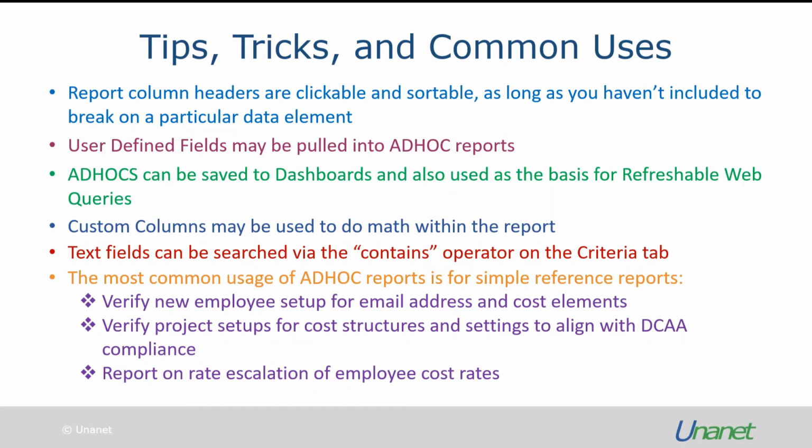You might want to verify your project setup, making sure you've got your cost structures, as well as those settings set correctly so that it'll line up with your DCA compliance. And you also might want to do a report on people so you can see the rate escalation of their cost rates. In essence, write a quick reference report that would show you everybody, the effective cost date and their cost rate. So you'd be able to very quickly see when was the last time I gave these people a raise, without having to go in and look at each individual person record.